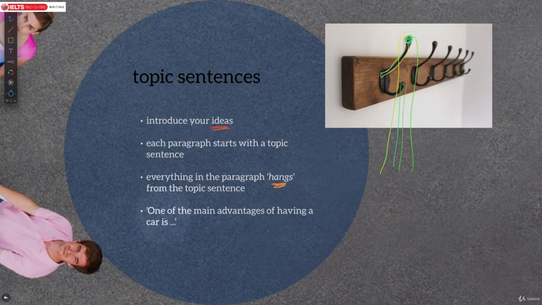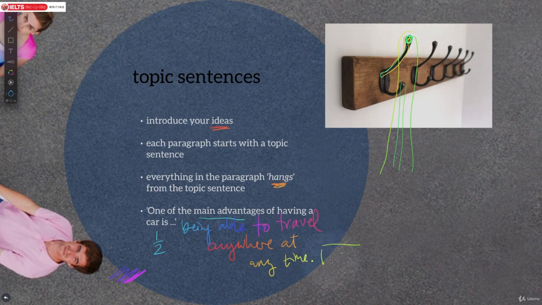So let's take this one as an example. One of the main advantages of having a car is... and then I finish this, that's just the first half of the topic sentence. But if I could, let's finish it. Let's say one of the main advantages of having a car is being able to... sorry, I'm just going to change this color. Being able to travel anywhere at any time. Okay, that's your hook, right?